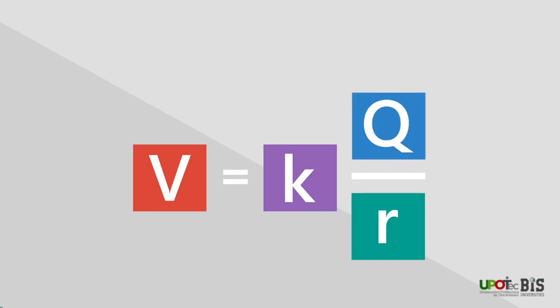On the other side, it is inversely proportional to the distance r, because as you move away from the charge, the potential is going to decrease, and as you move closer to the charge, the potential is going to increase. Finally, we would get an amount of electric potential energy that each unit of charge would have at that point.